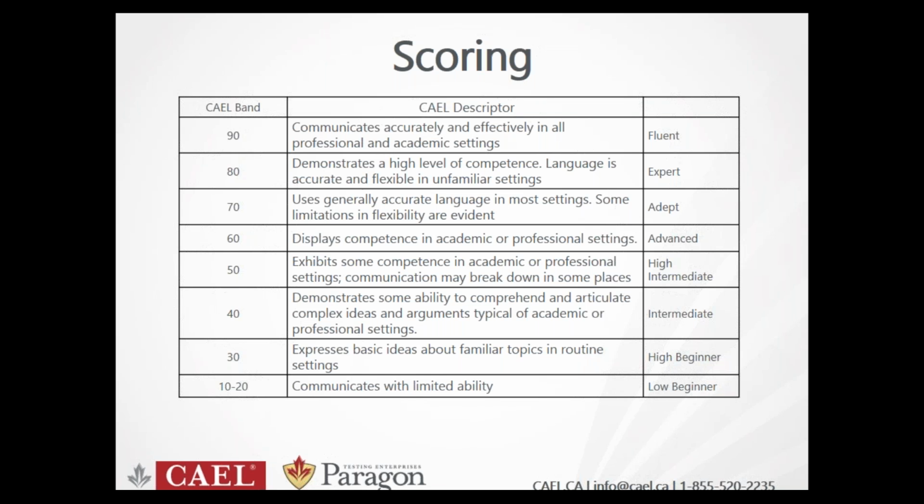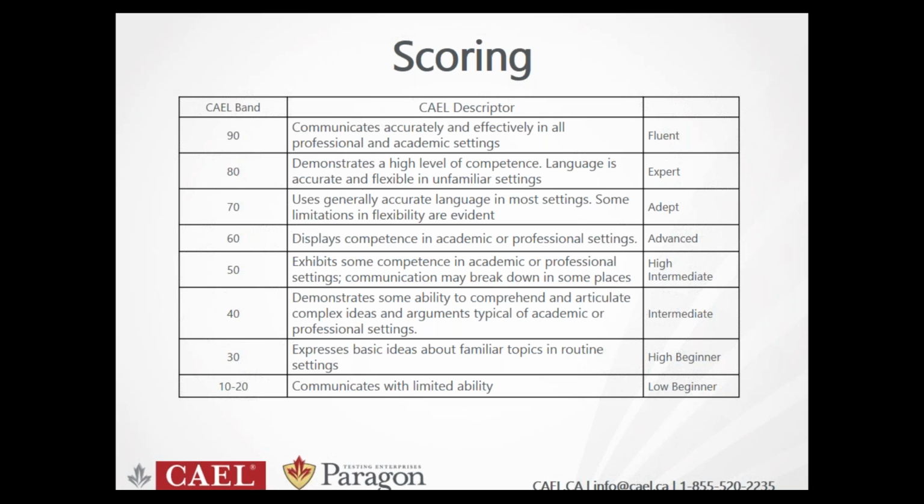The lowest score that you can get is a 10 to 20, which we would say means that you can communicate with limited ability, and that would stand for a low beginner. If you go a little bit higher up, let's say a 50, that means that you're able to exhibit some competence in academic or professional settings, but communication may break down in some places, and that would translate into a high intermediate.